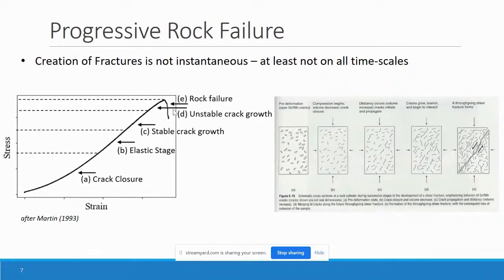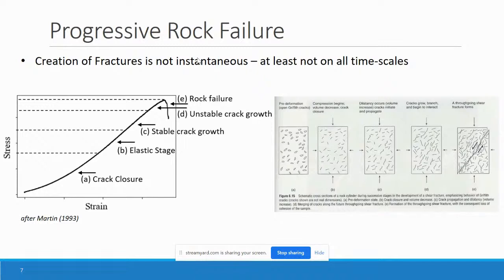And that's for material that is initially intact and you create new fractures. On time scales that we study in the laboratory, we see that that creation process is not instantaneous, and therefore we use our monitoring techniques to sense that, to follow that.